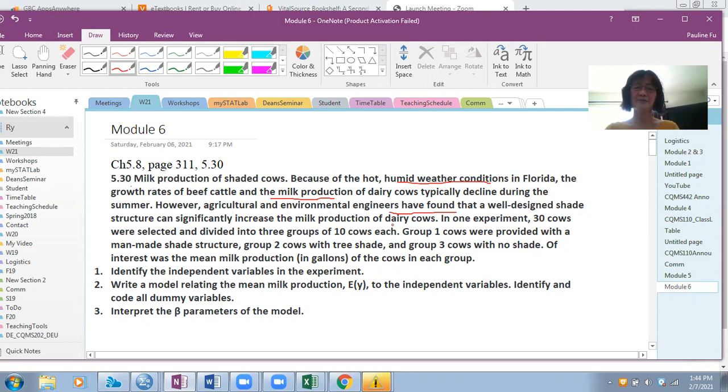In one experiment, 30 cows were selected and divided into 3 groups of 10 cows each. Group 1 were provided with a man-made shade structure, Group 2 with tree shade, and Group 3 with no shade. Of interest was the mean milk production.